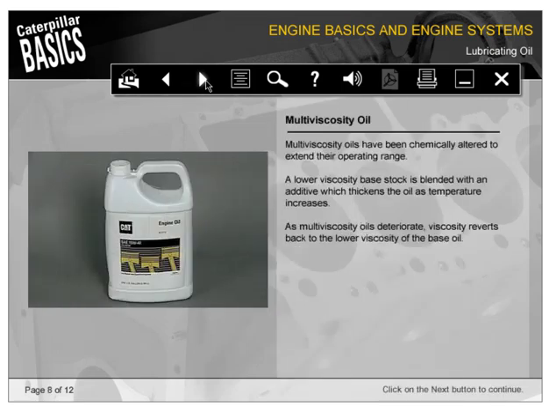Multi-viscosity oils have been chemically altered to extend their operating range. A lower viscosity base stock is blended with an additive, which thickens the oil as temperature increases. As multi-viscosity oils deteriorate, viscosity reverts back to the lower viscosity of the base oil.